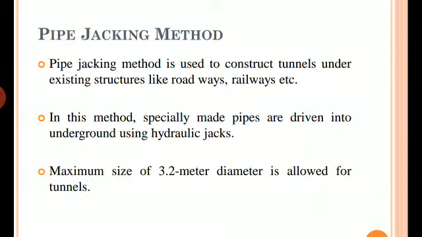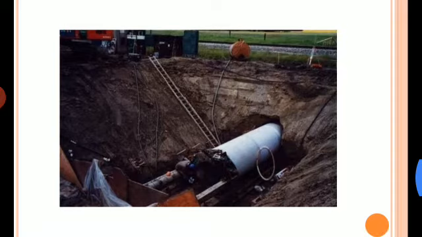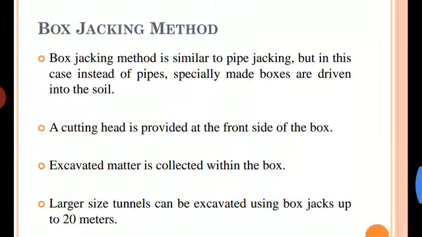The next one is the pipe jacking method. The pipe jacking method is used to construct tunnels under existing structures like roadways, railways, etc. In this method, specially made pipes are driven underground using hydraulic jacks. A maximum size of 3.2 meter diameter is allowed for tunnels. This is the pipe jacking method. This is a pipe having a maximum diameter of 3.2 meter.